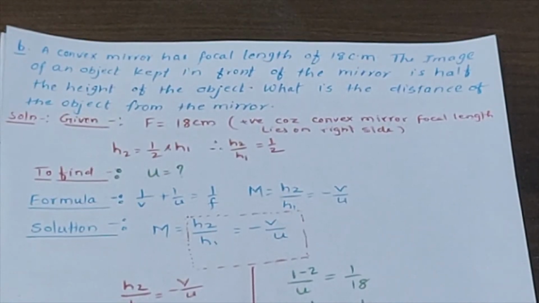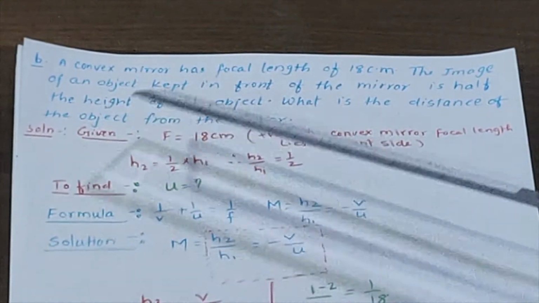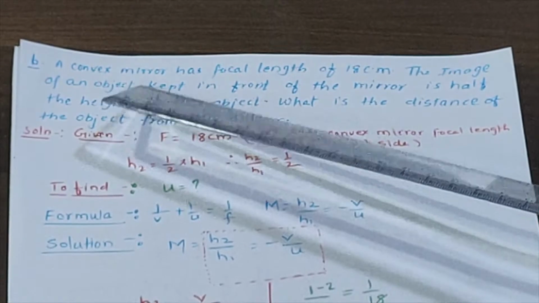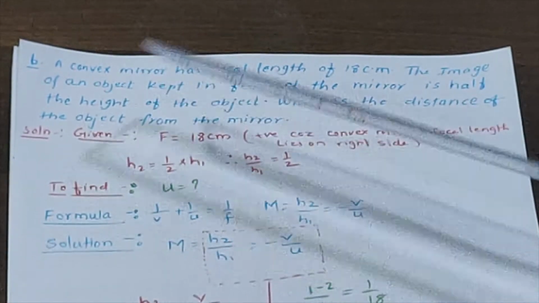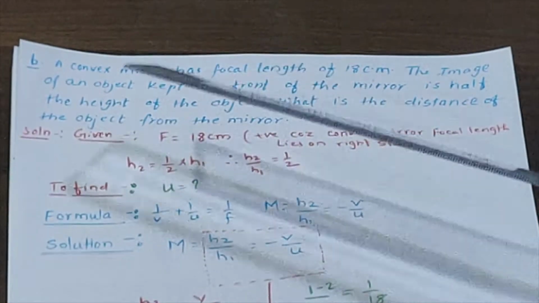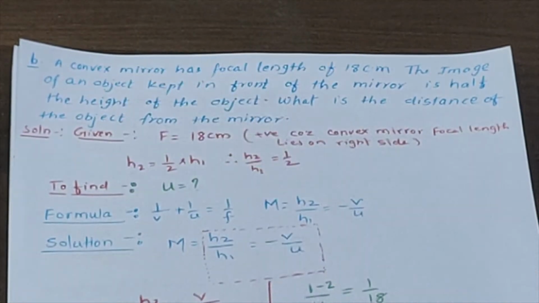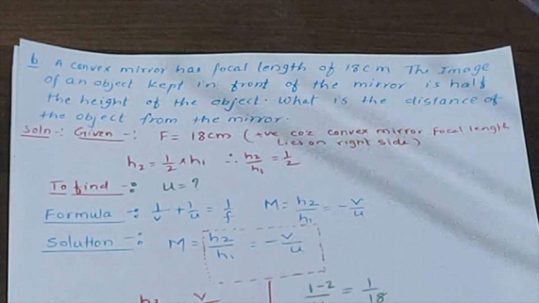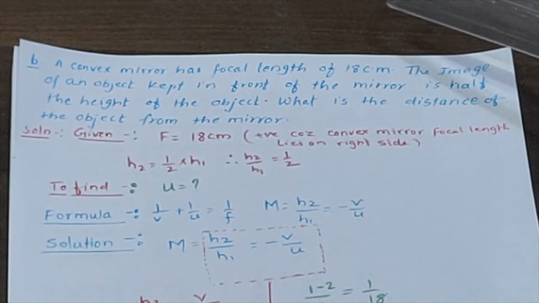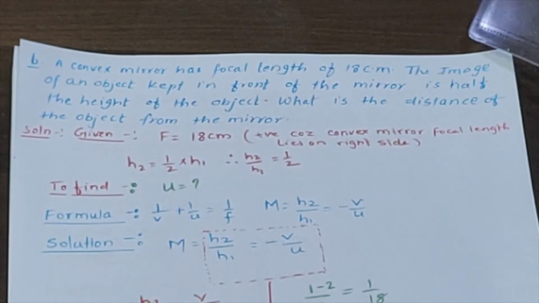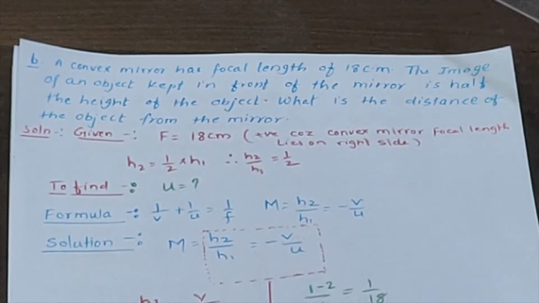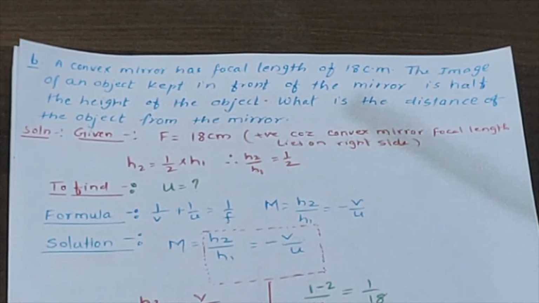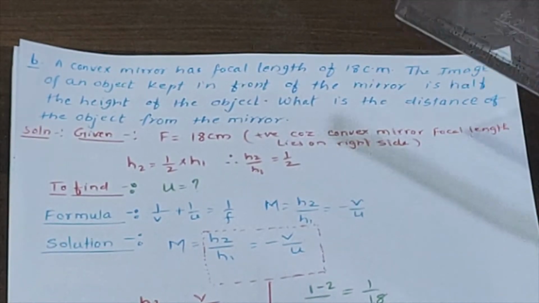Yeah, we are moving on to the next numerical, the second one. The second numerical is nothing but the B1. These numericals can be found in the SSC textbook. This is the second numerical of the chapter. I will read this numerical for you. It says that a convex mirror has a focal length of 18 centimeters. The image of an object kept in front of the mirror is half the height of the object. What is the distance of the object from the mirror?